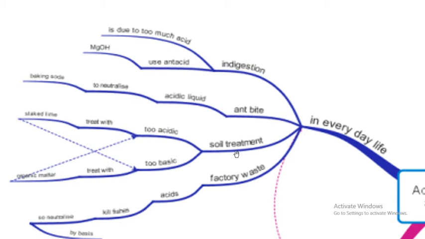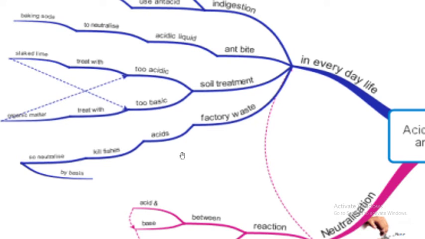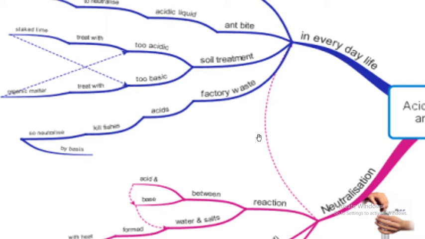In soil treatment, if the soil is too acidic, we add bases like slaked lime and spray it on the soil. If the soil is too basic, they add organic matter which produces some acids, so that the soil is neutralized. Factory waste water is also treated with acids and bases to neutralize it before releasing it into water bodies. In this way, there are applications of neutralization.